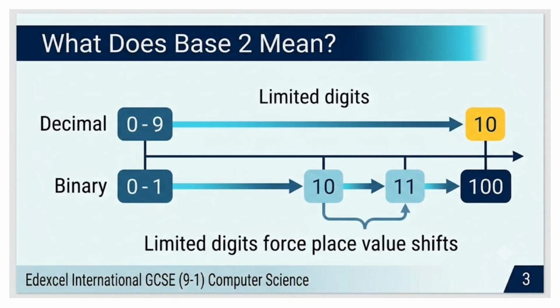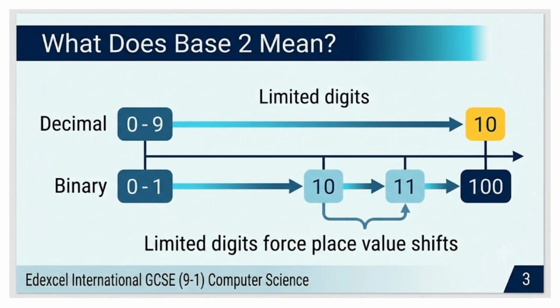Now that we know computers use binary, let's understand what base 2 actually means. In the decimal number system, we have 10 digits, from 0 to 9. Once we reach 9, there are no more digits available. So we move to the next place value and write 10. Binary follows exactly the same idea, but it has only two digits. Those digits are 0 and 1.